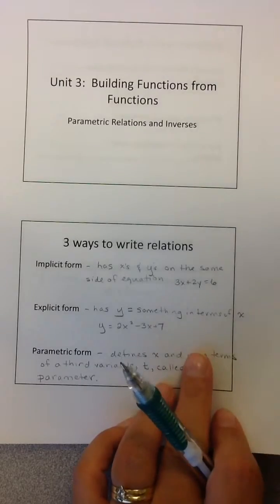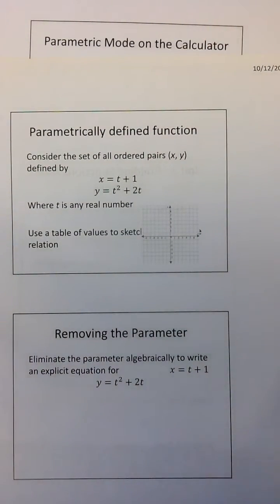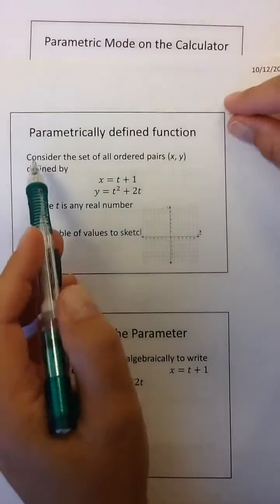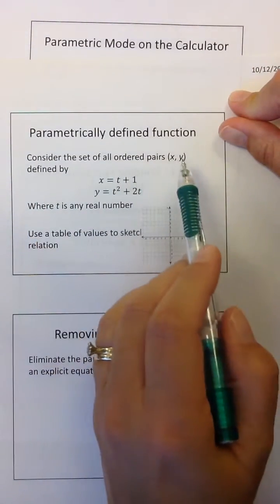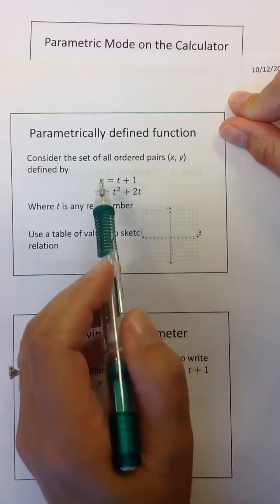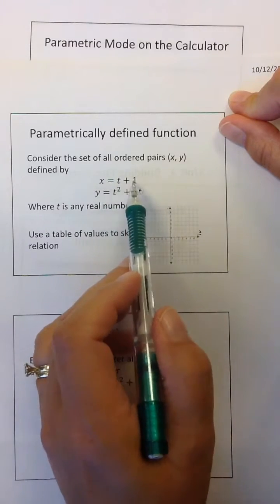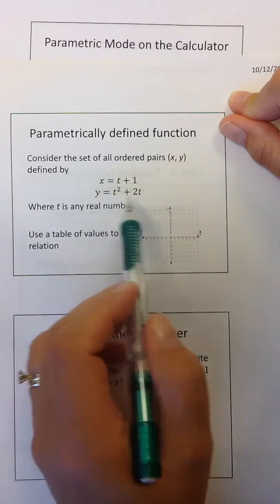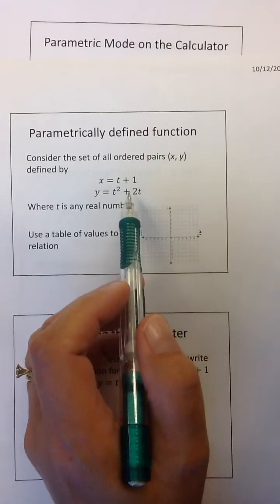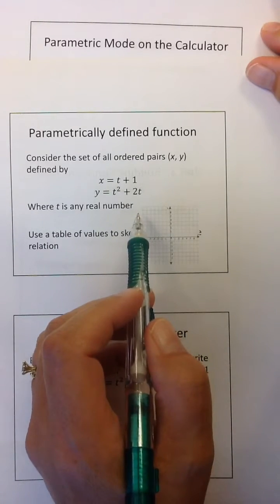Okay, so there's three things you need to know about parametrics. First of all, you need to know in general what they look like and how to generate a graph of a parametric relation with and without a calculator. So, if we consider the set of all ordered pairs x and y that are defined by this parametric relationship, we'll notice there are two equations, kind of like a system. There's an equation for x, and it's written in terms of t. There's an equation for y, also written in terms of t, and we let t be any real number.